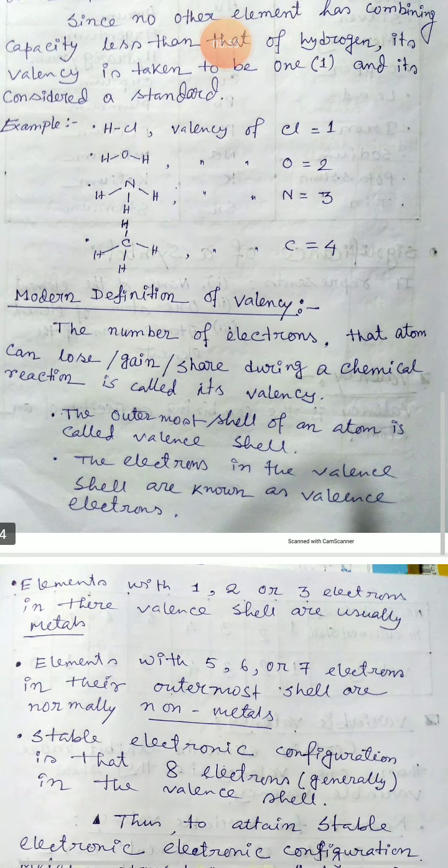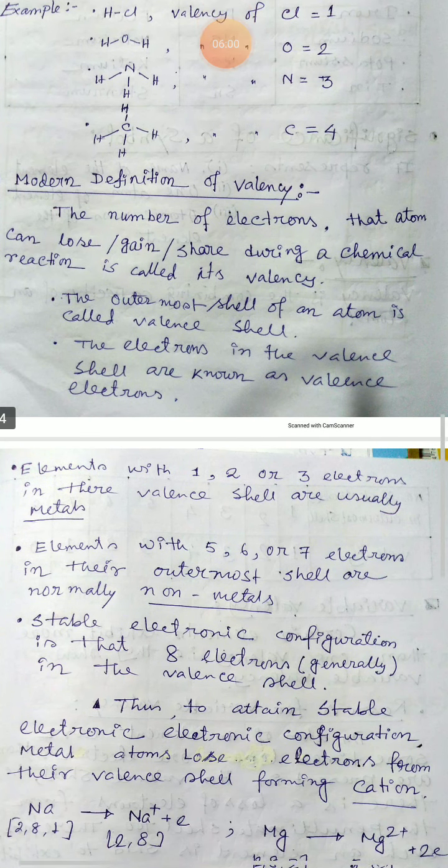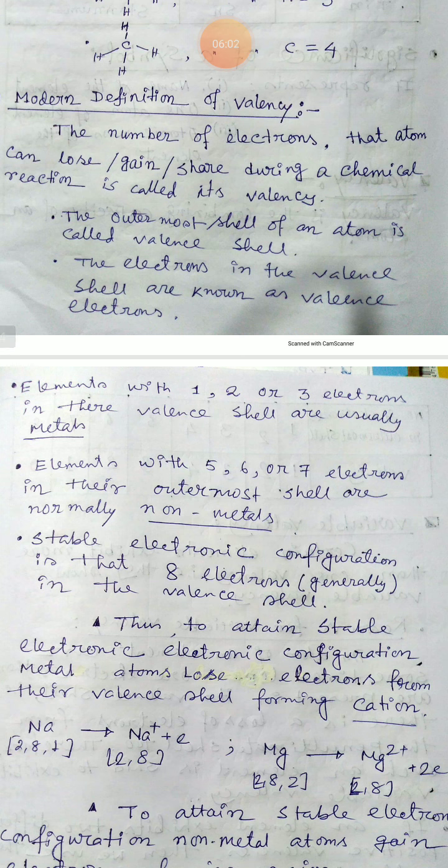Now, the modern definition of valency. According to the modern definition, the number of electrons that an atom can lose, gain, or share during a chemical reaction is called its valency.